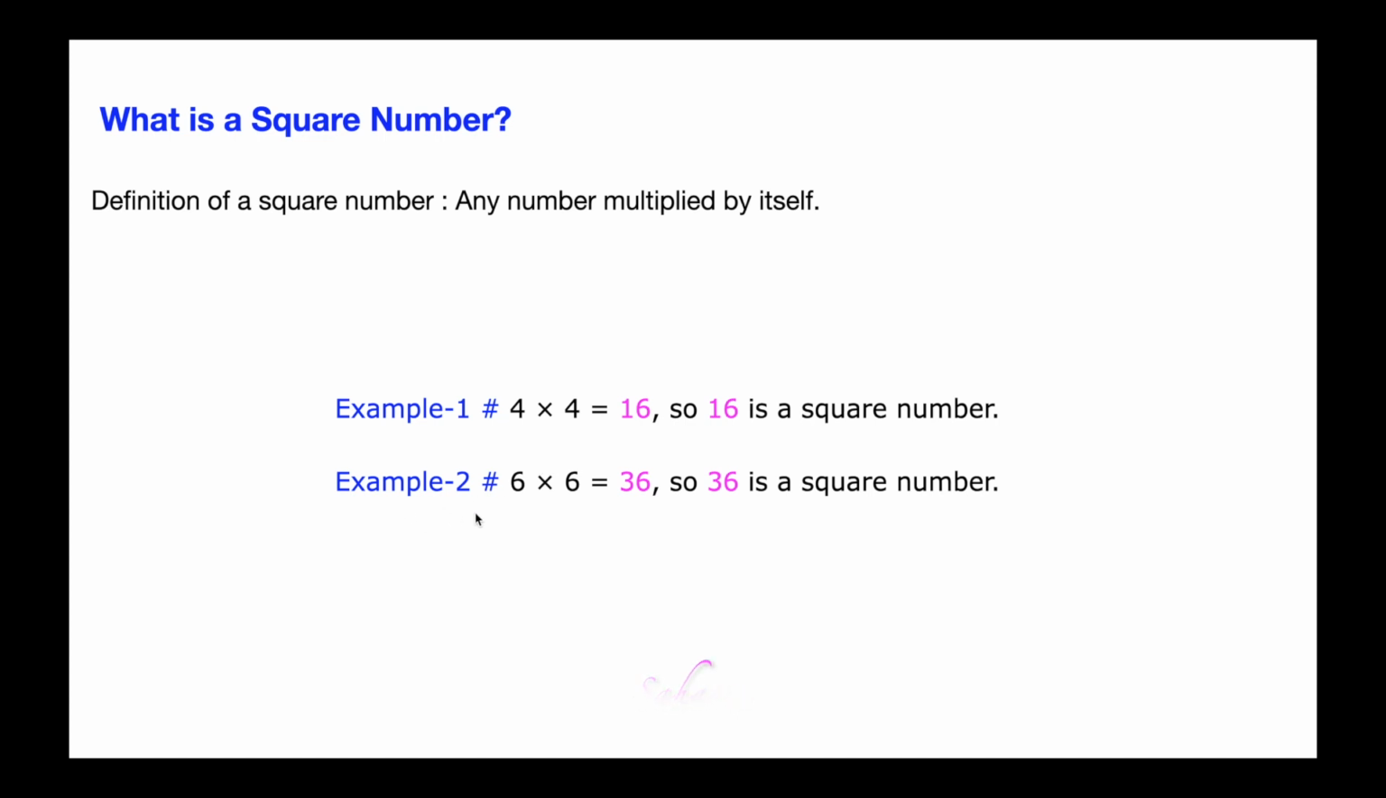Example number 2. 6 times 6 equals 36. So 36 is also a square number. Example number 3. 8 times 8 equals 64. So 64 is a square number.